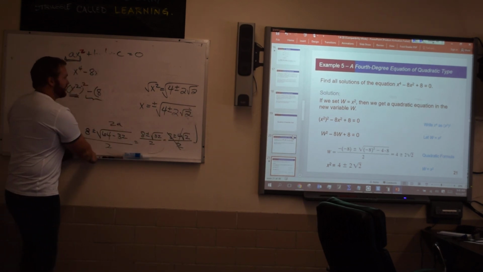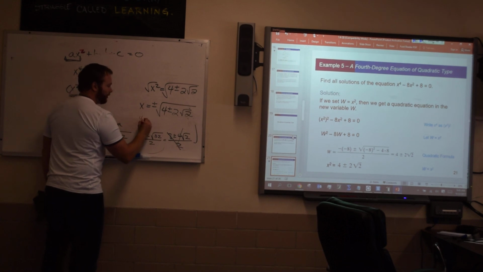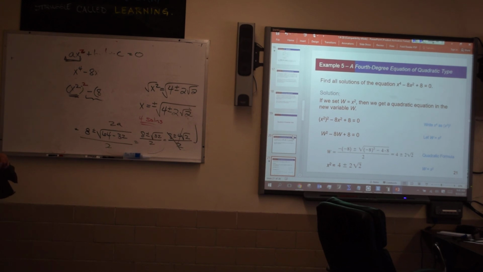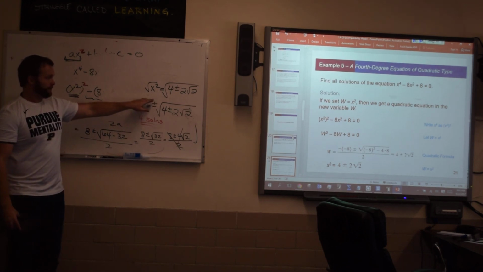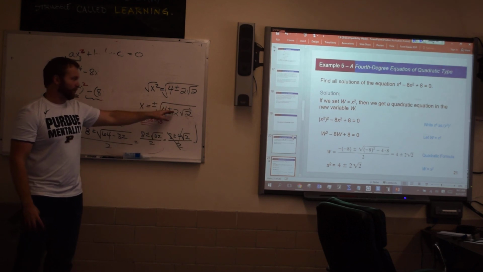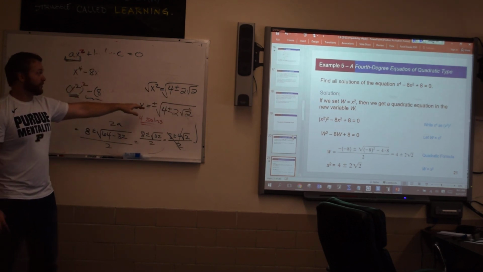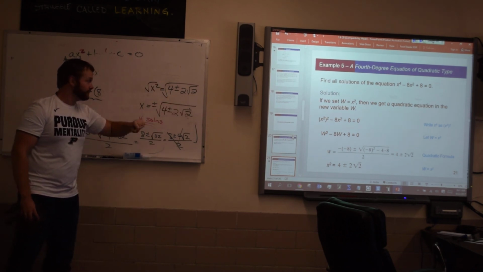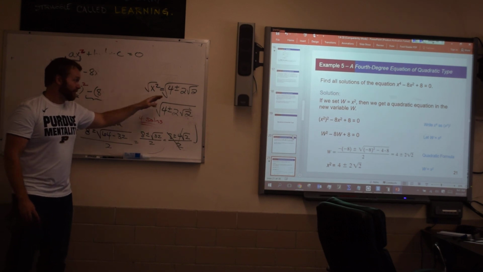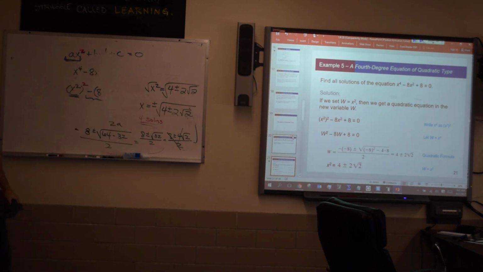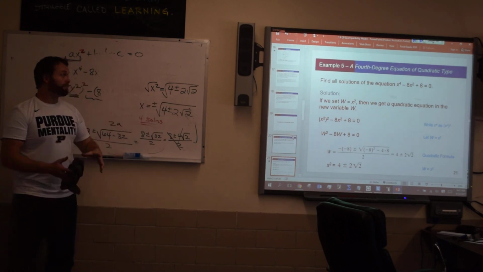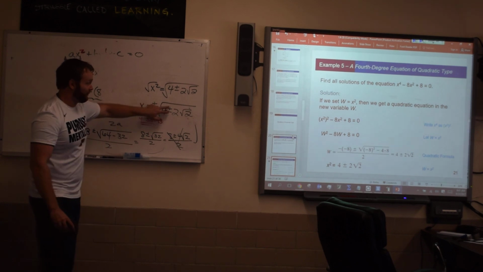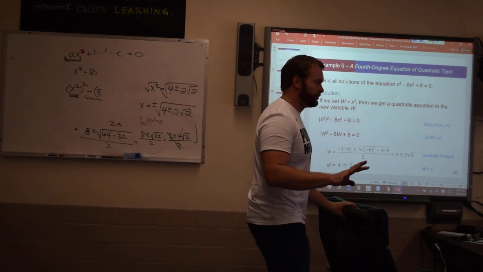Okay? What I need you guys to understand is there are 4 solutions there. Because we're going to say the positive square root of 4 plus 2 radical 2. And then the positive square root of 4 minus 2 radical 2. And then the opposite of the square root of 4 plus 2 radical 2. And then the opposite of the square root of 4 minus 2 radical 2. Does that kind of make sense? Okay? So you got a plus or minus here, you got a plus or minus there. 2 times 2 is 4, so you got 4 solutions.